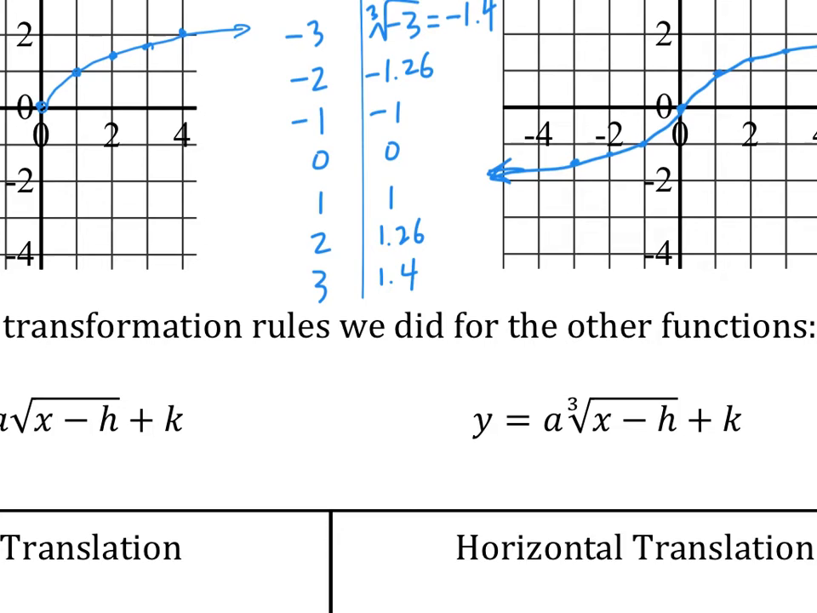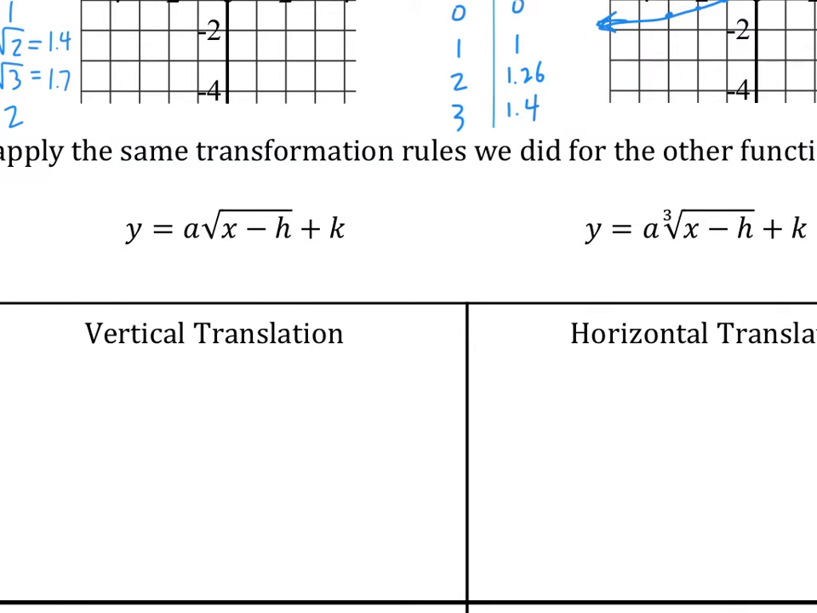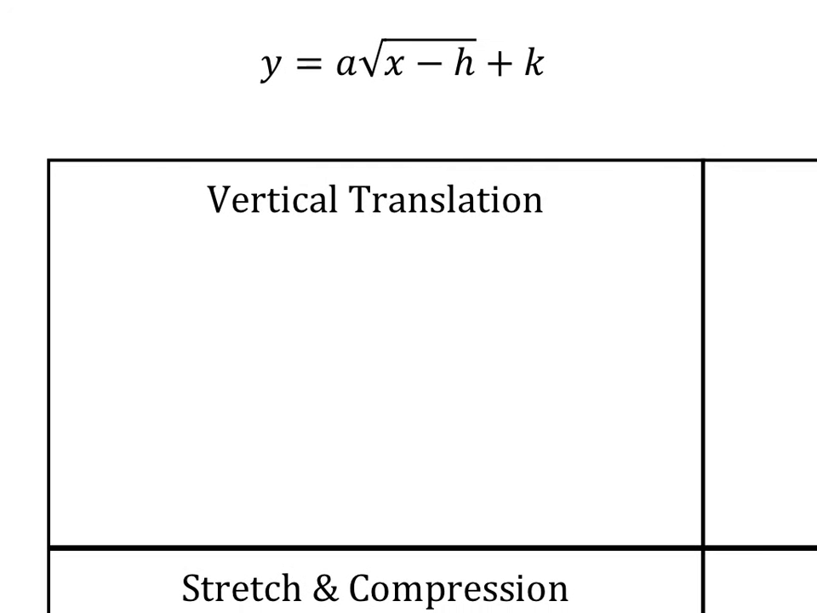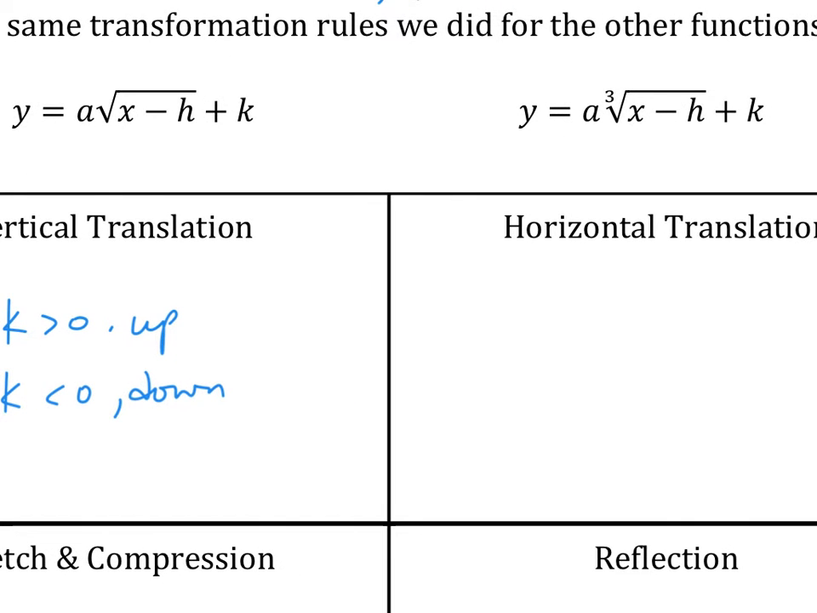Of course, every time we look at graphs, we must look at transformations. We should probably have everything memorized. Vertical translation, A, H, or K? K. K greater than 0, which direction? Up. So K less than 0, we go down. Horizontal translation, A or H? H. You see x minus h, which direction do you go? Right. Correct. So x plus h, we go left.